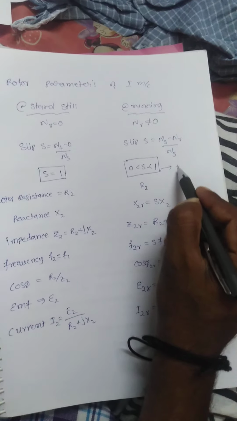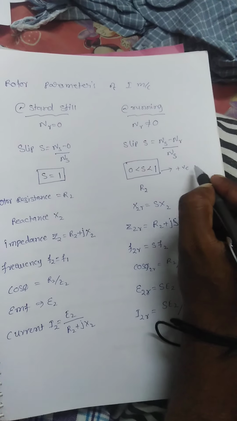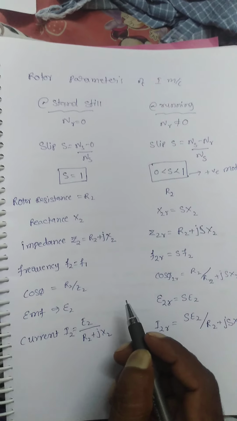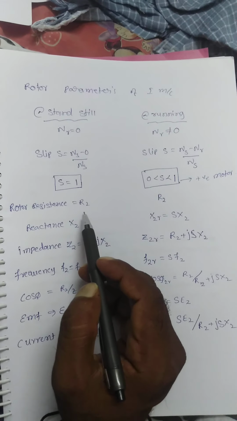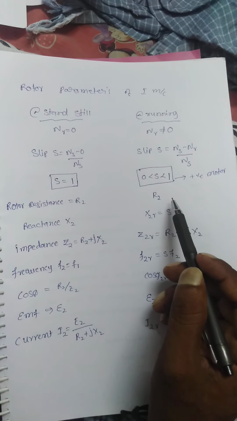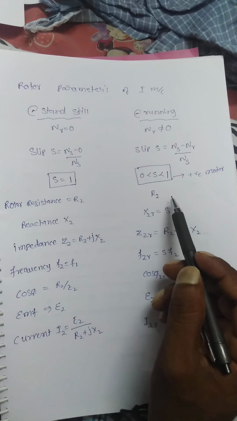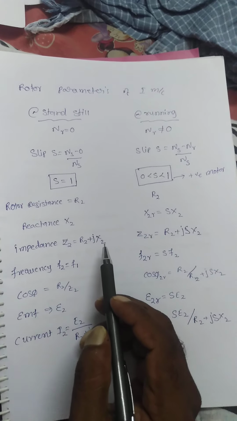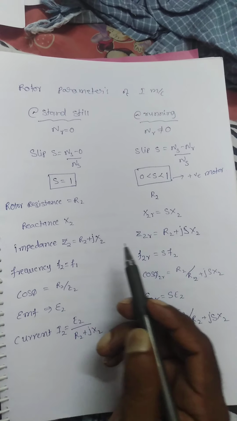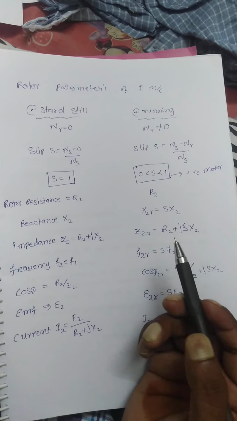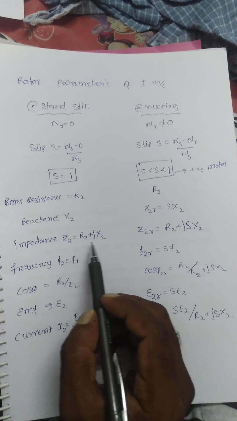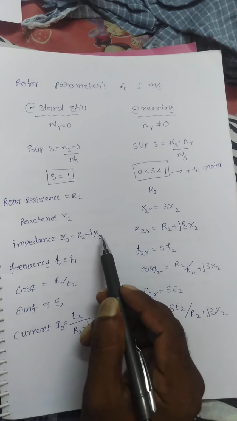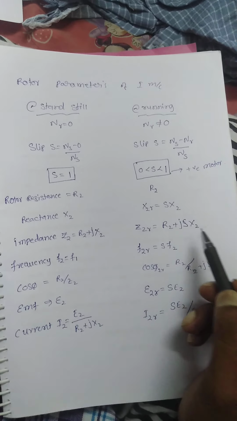Then it is positive. If it is positive, then it is a motor. And the rotor resistance is R2, and here also R2. The R2 resistance does not change between running and standstill condition. Rotor resistances are the same, and the reactances are X2 and sX2. Only the impedances change: R2 plus jX2 and R2 plus jsX2.